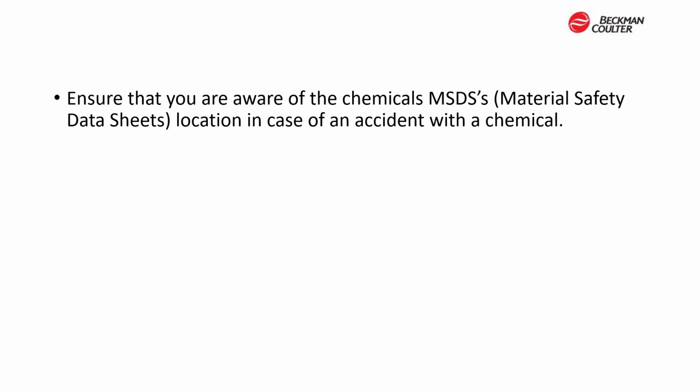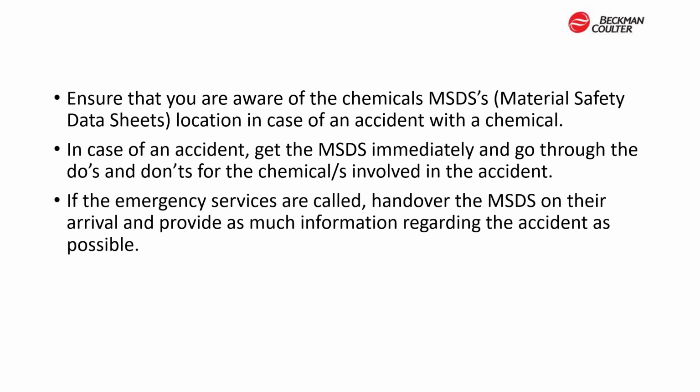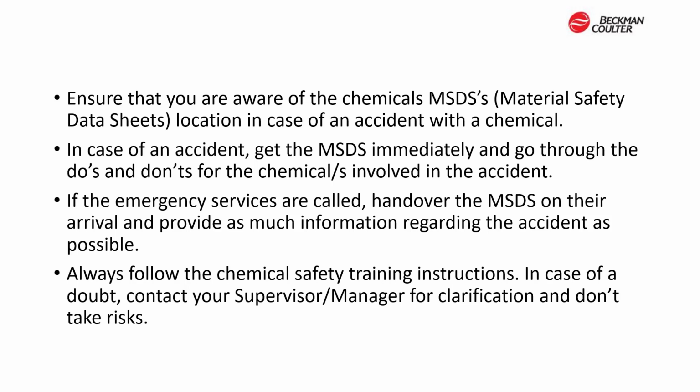Ensure that you are aware of the chemicals' MSDSs, material safety data sheets, location in case of an accident with a chemical. In case of an accident, get the MSDS immediately and go through the do's and don'ts for the chemicals involved in the accident. If the emergency services are called, hand over the MSDS on their arrival and provide as much information regarding the accident as possible. Always follow the chemical safety training instructions. In case of doubt, contact your supervisor or manager for clarification and don't take risks.